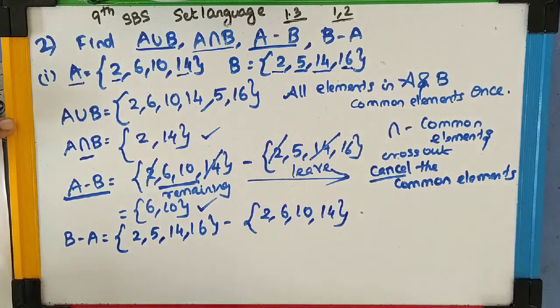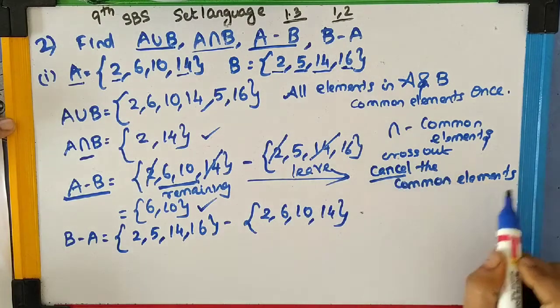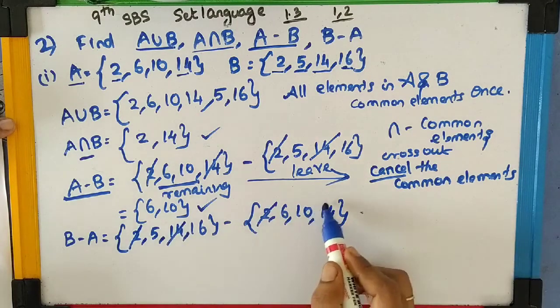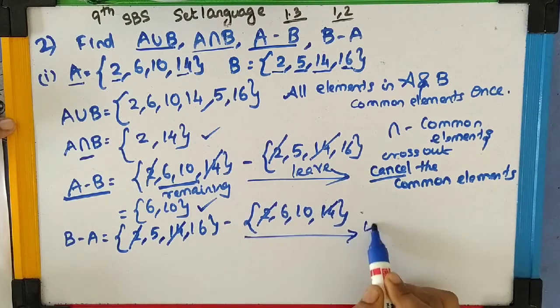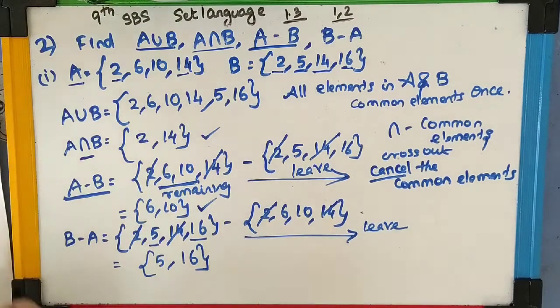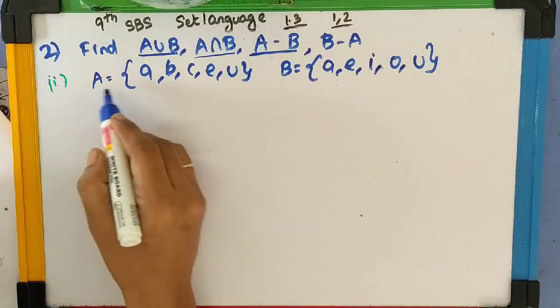Very good. What is the formula I have said? Cancel the common elements, leave the second set completely and write the remaining elements in the first set. So I am crossing out the common elements 2 and 14, leaving the second set completely and writing the remaining elements in the first set, that is 5 and 16. Now let's go to the second question.